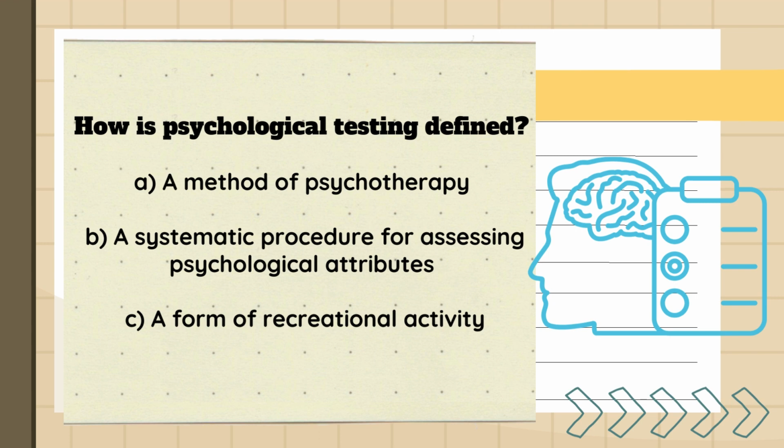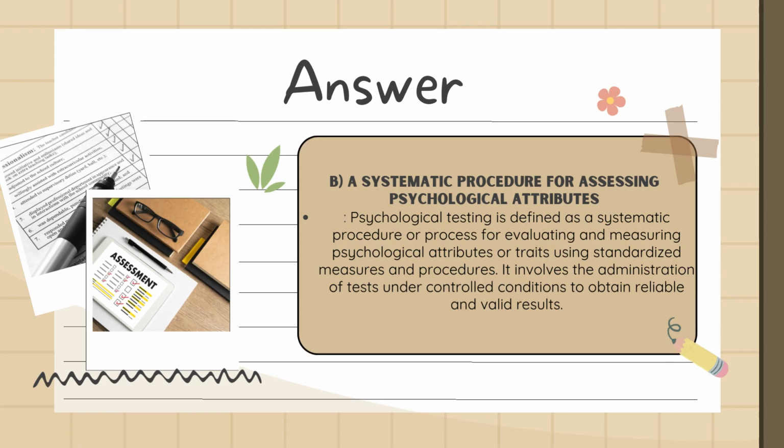How is psychological testing defined? A. A method of psychotherapy. B. A systematic procedure for assessing psychological attributes. C. A form of recreational activity. B. A systematic procedure for assessing psychological attributes.